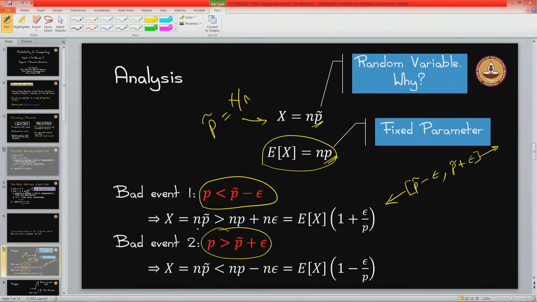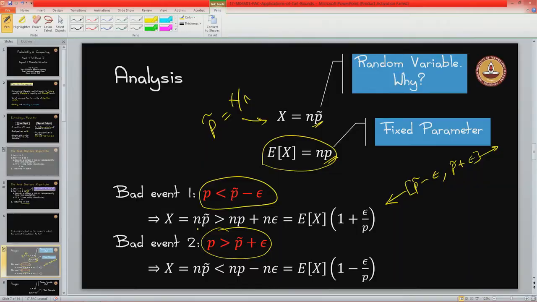So, let us try to formally state these two bad events. I hope you are seeing the pattern repeating itself here. You are clearly specifying what the bad event is, and you are trying to capture that bad event in a way that can be fit into a known tail bound. So, here how do we define this bad event?